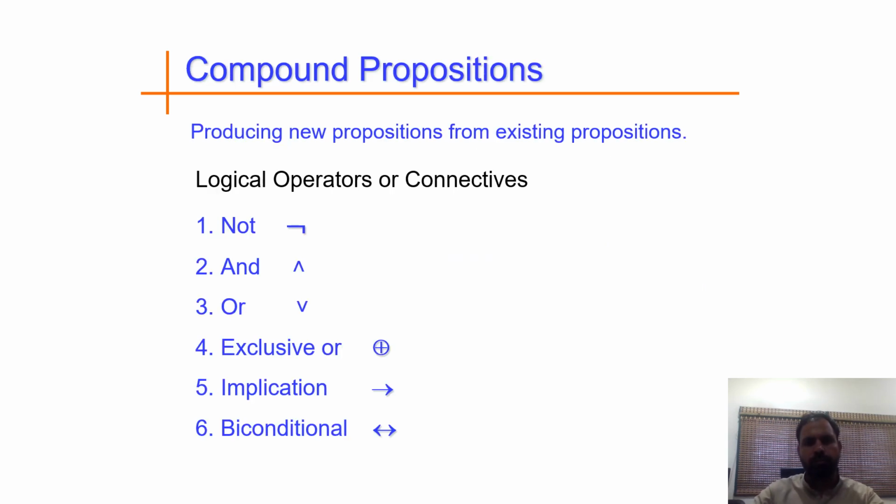Compound propositions. Producing new propositions from existing propositions: logical operators or connectives. These are the logical operators: not, and, or, exclusive or, implication, biconditional. These are the notations of these. Negation can also be written like this.